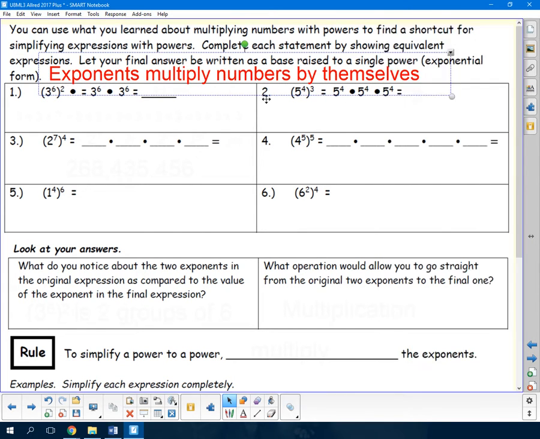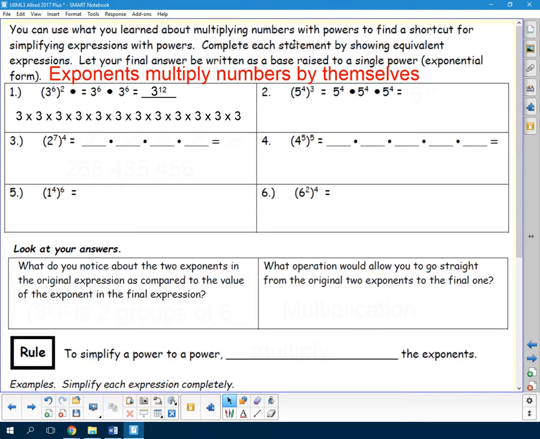I think it's important. Okay, so if you look at 3 to the 6th squared, that's the same thing as 3 to the 6th times itself, 3 to the 6th. Which in truth is 3 times 3 times 3 times 3 times 3 times 3 times 3 times 3 times 3 times 3 times 3 times 3. Okay, if you count out all the 3s, you'd have 12 3s being multiplied by themselves. 3 to the 6th squared, same thing as 3 to the 12th.